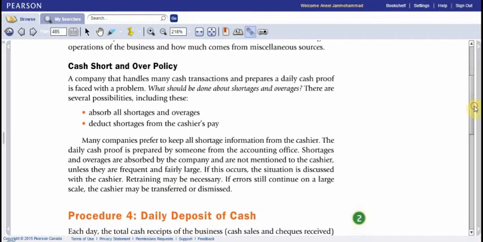And so you just should know that companies do two separate things. Different companies will do different things, okay? Some companies will absorb all the shortages and overages. That means they'll pay for it all, and they'll keep all the money if it's over. They'll pay for it all if it's short. Some companies will deduct the shortage from the cashier's pay. That sucks, but it happens. All right. So it all depends on the company. Sometimes they may do a little bit of both.